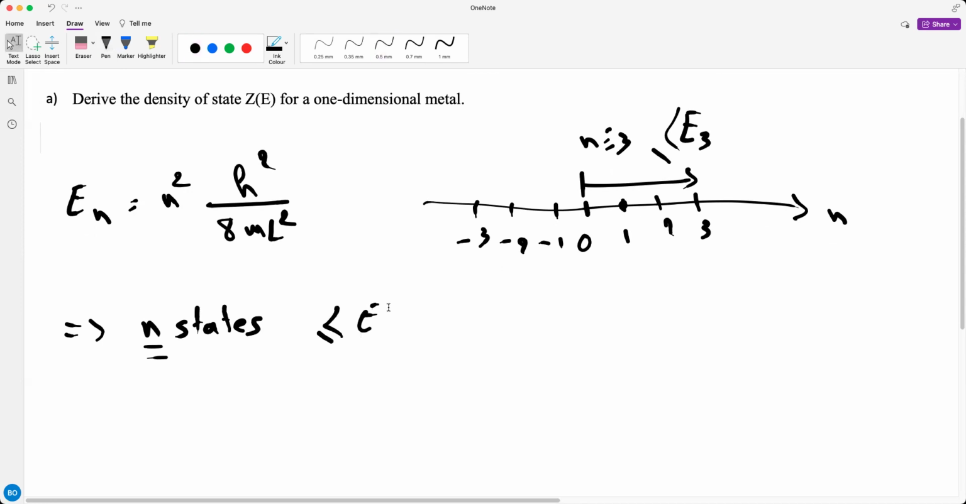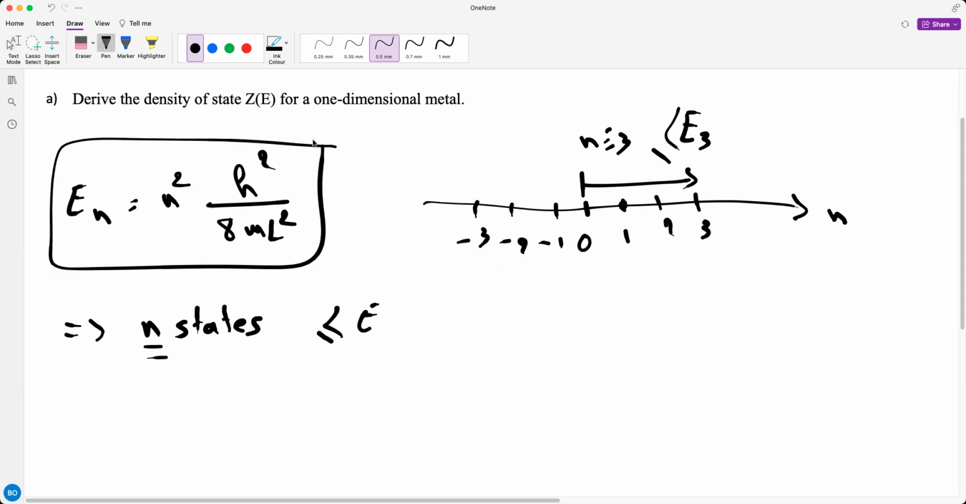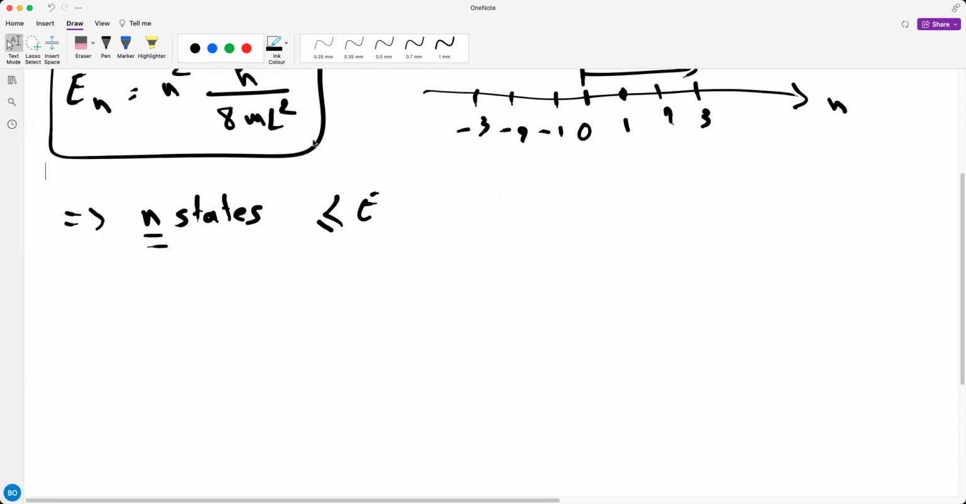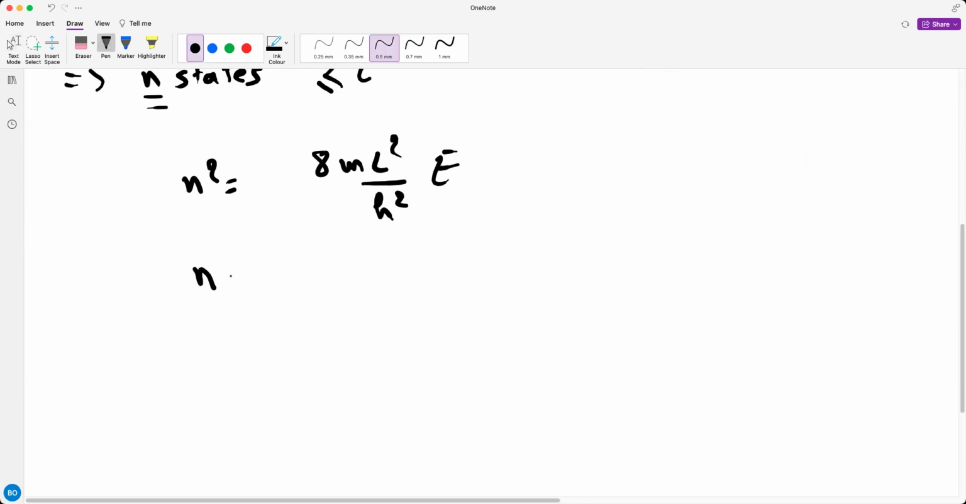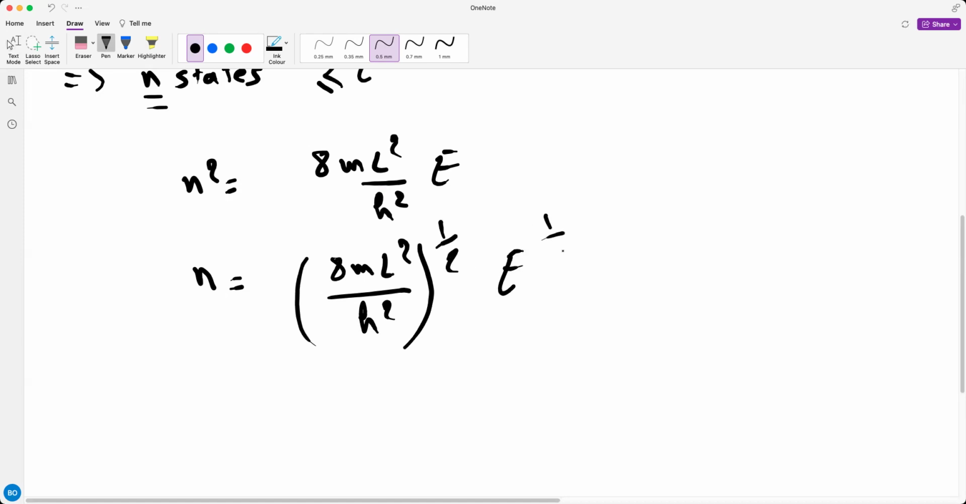What is this energy? We just take it by isolating n here. So n squared is equal to 8 m L squared over h squared times E, the energy, which means that n, which is the number of energy states or levels, the states that have energy less than or equal to E, is equal to (8 m L squared over h squared) to the power of 1/2 times E to the power of 1/2.